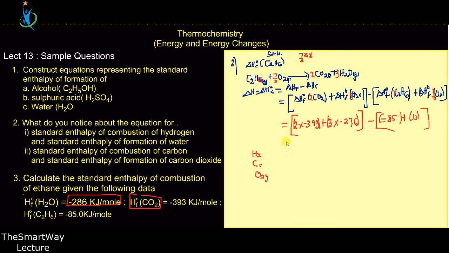So when you do the calculation, finally you will get negative 1560 kilojoules per mole. Negative 1560 kilojoules per mole. So that is what you get.